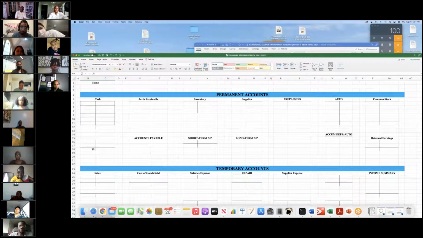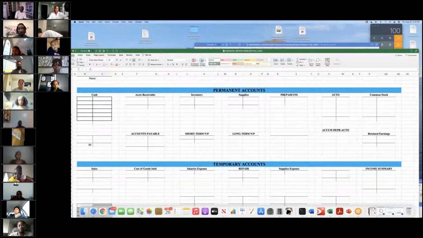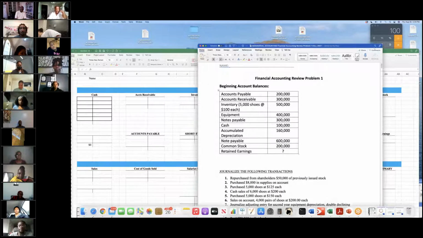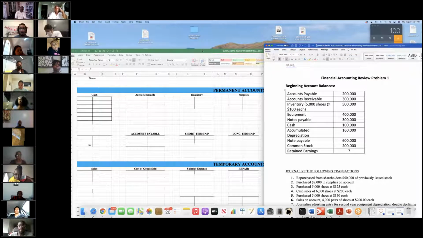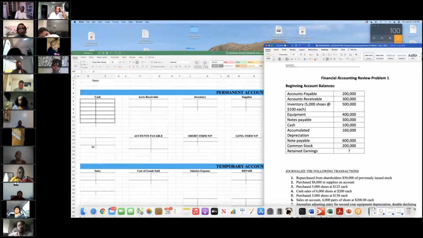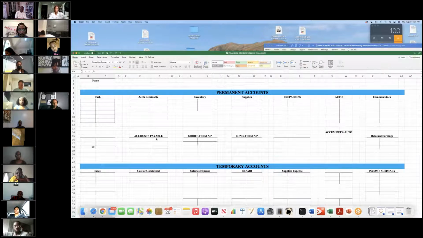Okay, so what we're going to do is to see if we can begin to place these balances. I don't think the other problem has beginning balances, but if you have beginning balances, you begin to place those balances in the T accounts. Accounts payable is 200,000. What are we going to do with accounts payable? We're going to go to the account, and you're going to credit 200,000. So we're going to put that 200,000 on the credit side.